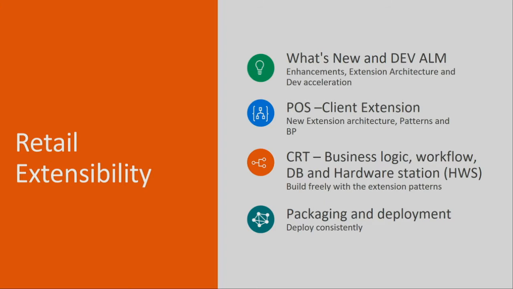So I will talk about that in the what's new section, and then I will talk about the developer ALM story. As a developer, how you can get the retail SDK and how you can start the customization, and also talk a little bit about the different architecture. From the architecture point, we didn't change anything, but I will quickly go through the different extension points we have in our retail story.